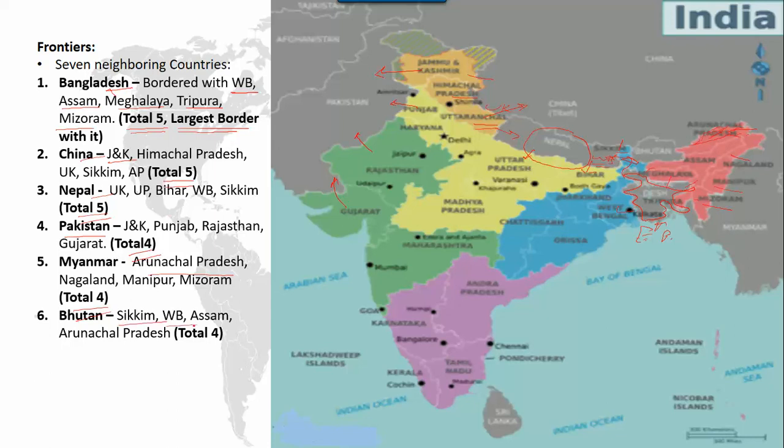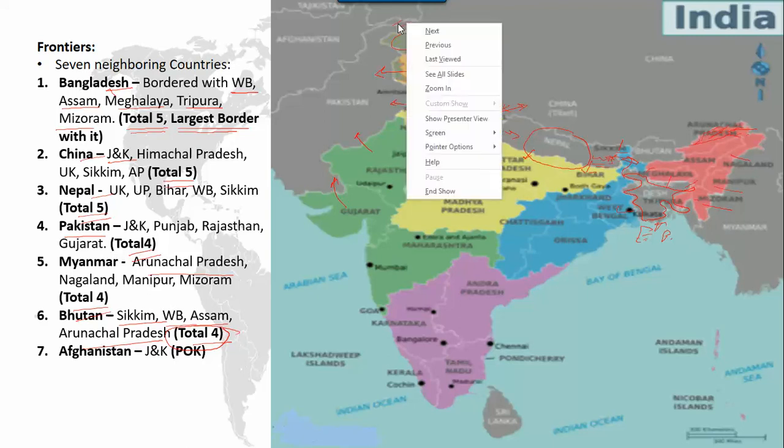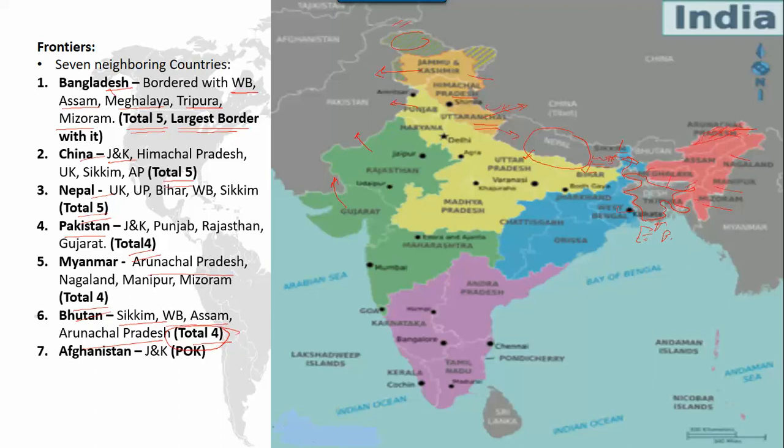Sikkim, West Bengal, Assam, and Arunachal Pradesh. Again, total number of states 4. 4, 4, 4, 5, 5, 5, 3, 5, 3, 4. And the last one, we claim Afghanistan, but we are not actually having any administrative control over it. But yeah, we share a little bit. If we are ever able to take it back, we'll be sharing the border with Afghanistan, which is in Pak occupied Kashmir now.